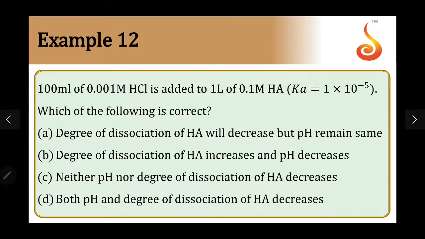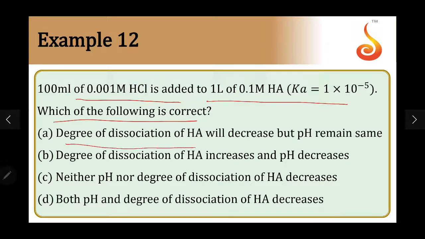Example 12. 100 ml of 0.001 molar HCl is added to 1 liter of HA, weak acid. You are adding a strong acid to weak acid. So there is a common ion effect. So due to common ion effect, the degree of dissociation of HA, that is weak acid, is decreased. So degree of dissociation of HA will decrease. That is one of the correct options. Which of the following is correct? So degree of dissociation of HA will decrease, but pH will remain same? No, because you are introducing a strong acid, it furnishes lot of H plus ion. Because of H plus ion concentration is increased, the dissociation of HA is decreased.